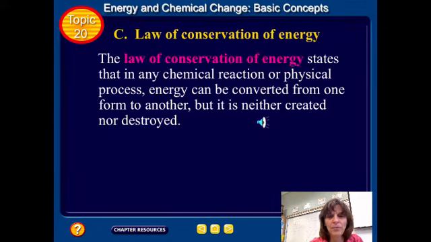All right. Big review. The law of conservation of energy states that in any chemical reaction or physical process, energy can be converted from one form to another, but neither created or destroyed. Can't gain or lose any energy. It's always accountable. And the wording is important here because this says chemical reaction or physical process, which means nuclear radioactive processes are different. And so they're not included in that law.